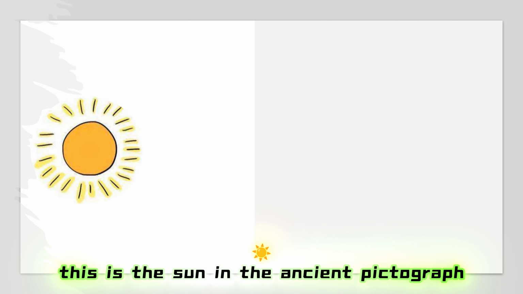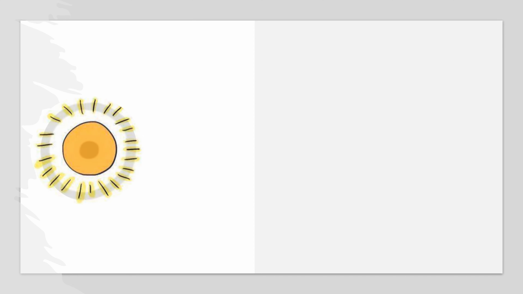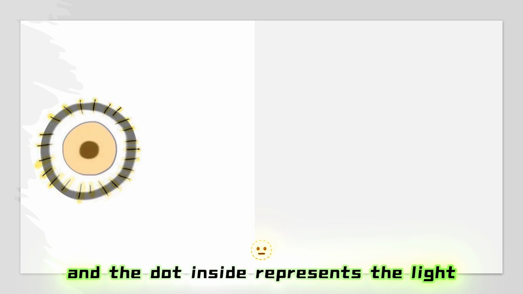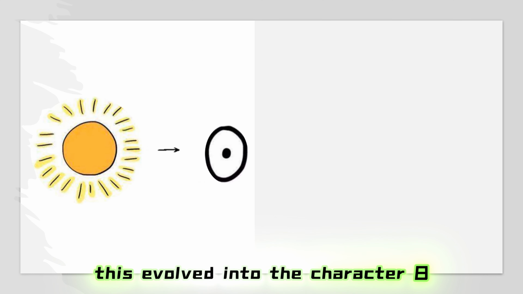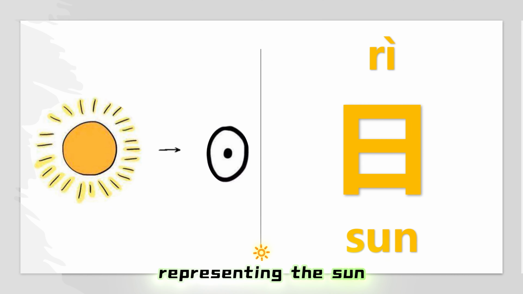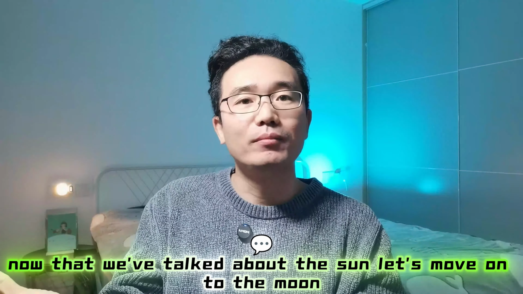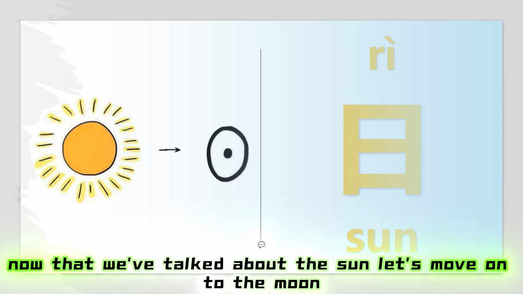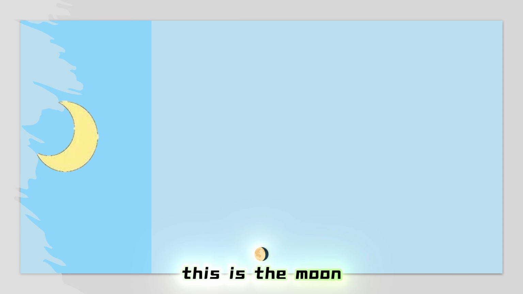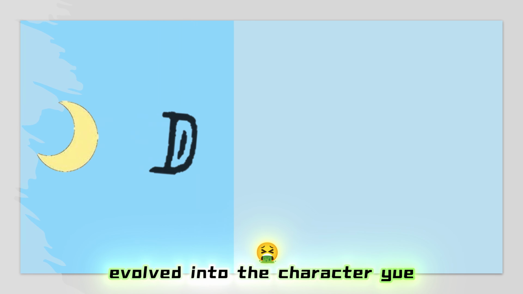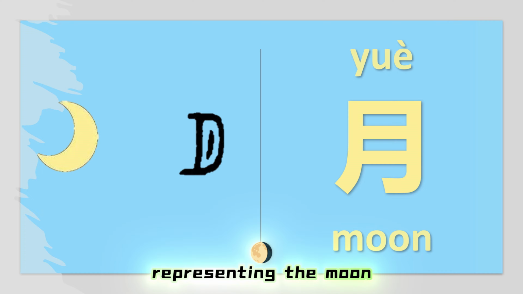This is the sun. In the ancient pictograph, the circle represents the sun, and the dot inside represents the light. This evolved into the character 日, representing the sun. Now that we've talked about the sun, let's move on to the moon. This is the moon. The ancient pictographs of its shape evolved into the character 月, representing the moon.